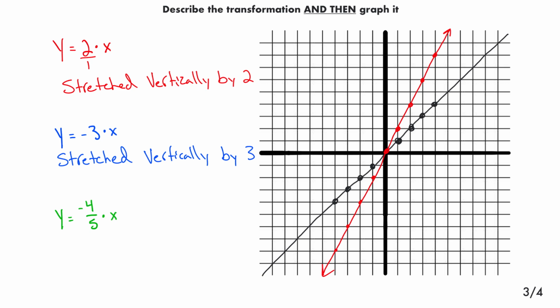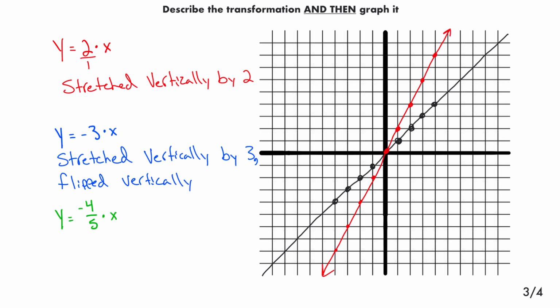But the negative does something else. The negative is a second type of transformation. What it's going to do is it's going to take the image and it is going to flip it vertically. It's going to invert it. It's going to make it be upside down. But I would like you to use the vocabulary flipped vertically.